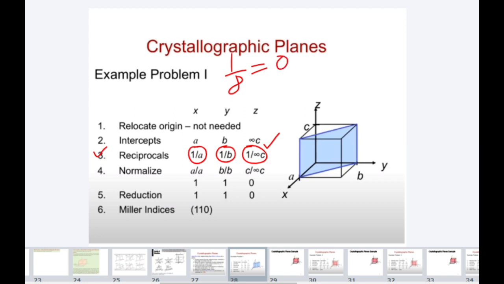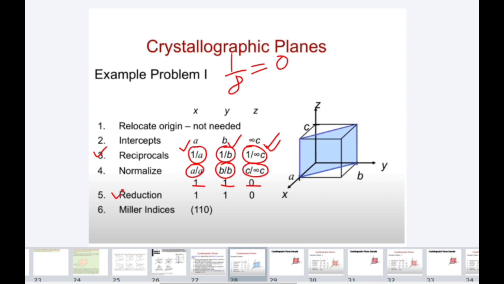We have 0. Then we want to normalize, like previously how we did. Normalize means we want to remove A, B, C, and we want to show the exact number. How much it is away in the A direction, how much in the B, and how much in the C. So for the normalization, we divide this with A, this one with B, and this one with C. So we have A by A, B by B, and C by infinity C. But 1 over infinity will become 0, right? So what we get from this normalization is 1, 1, and 0.